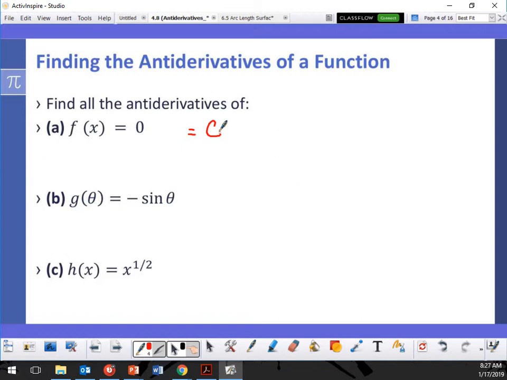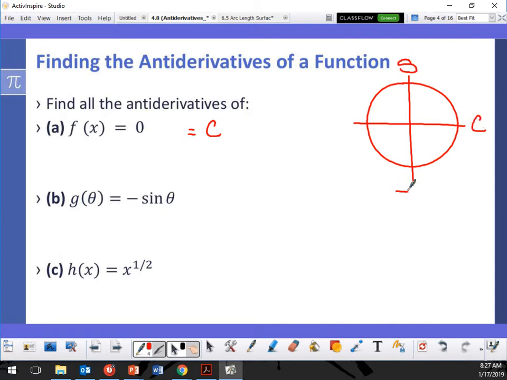Now, next thing. Remember when we take the derivative, I have the circle thing, right? So we have sine, cosine, negative sine, and negative cosine. When I take the derivative, which direction do I go? Clockwise. So antiderivative would be counterclockwise. So now we go this way. If I'm taking the antiderivative of negative sine, what's my answer going to be? Cosine theta plus c. So it's going to be cosine theta plus c.